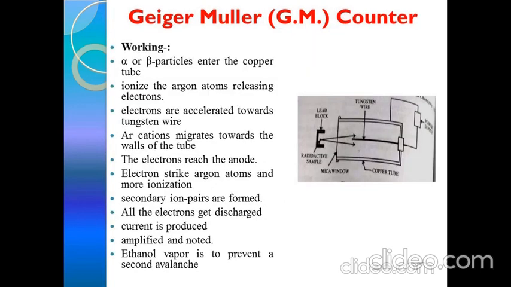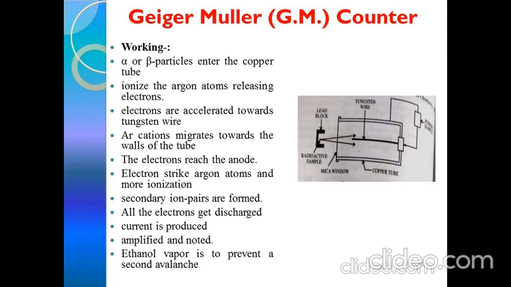Working. When alpha or beta particles are emitted from the radioactive sample, they enter the copper tube through the mica window. They ionize the argon atoms, releasing electrons. The electrons are accelerated towards the central tungsten wire acting as anode. The argon cations migrate towards the walls of the tube, accept negative charges from the wall of the copper cylinder and get discharged. The electrons reach the anode.